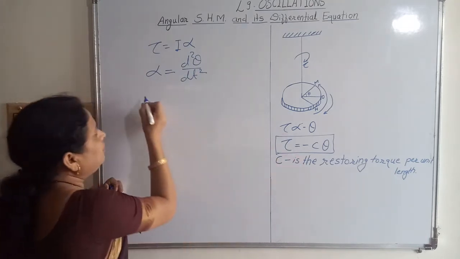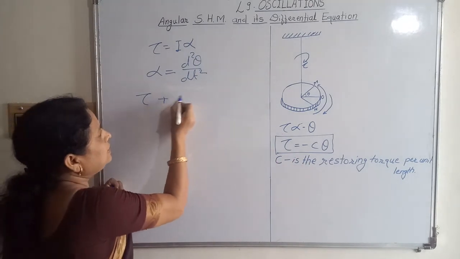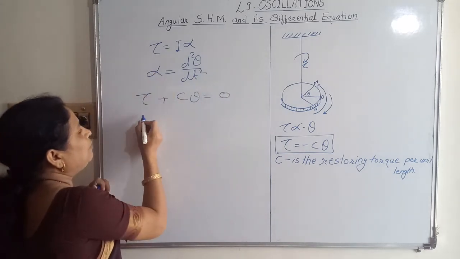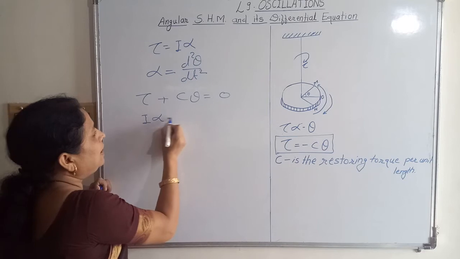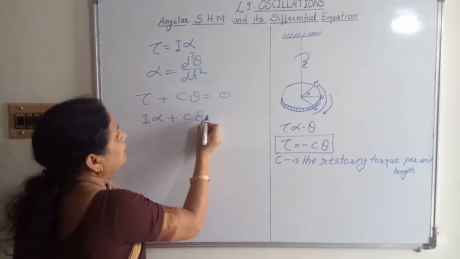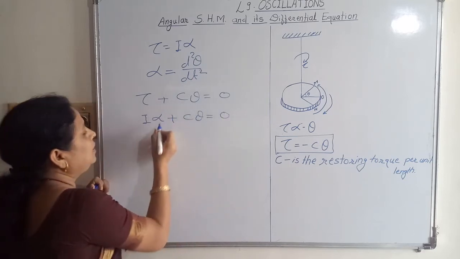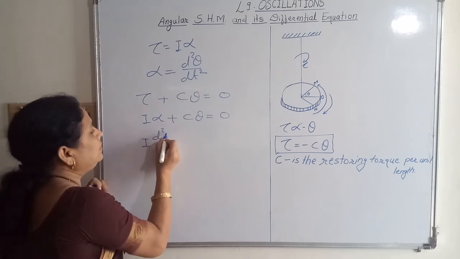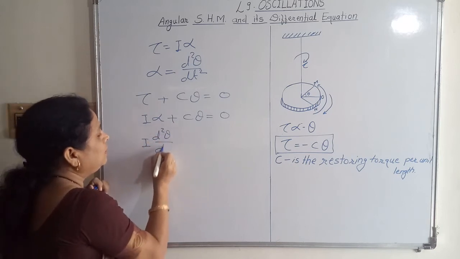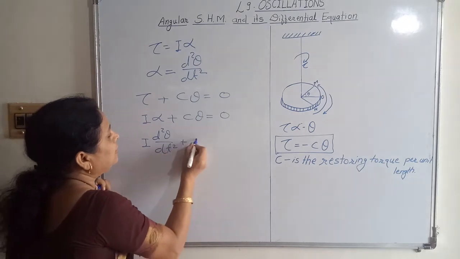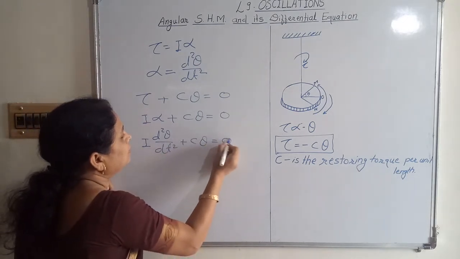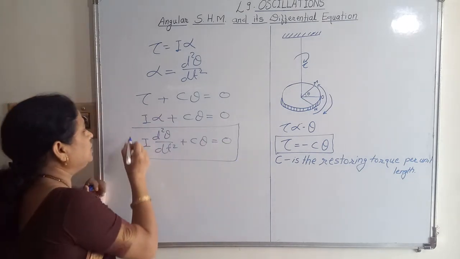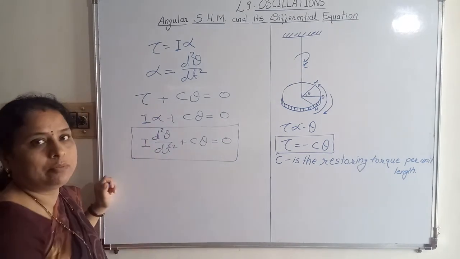We can write from this equation torque plus c theta is equal to 0. Now we can put the value of torque, that is I alpha plus c theta is equal to 0, and in place of alpha we can put d square theta upon dt square, so I into d square theta upon dt square plus c theta is equal to 0. This is the differential equation of simple harmonic motion.